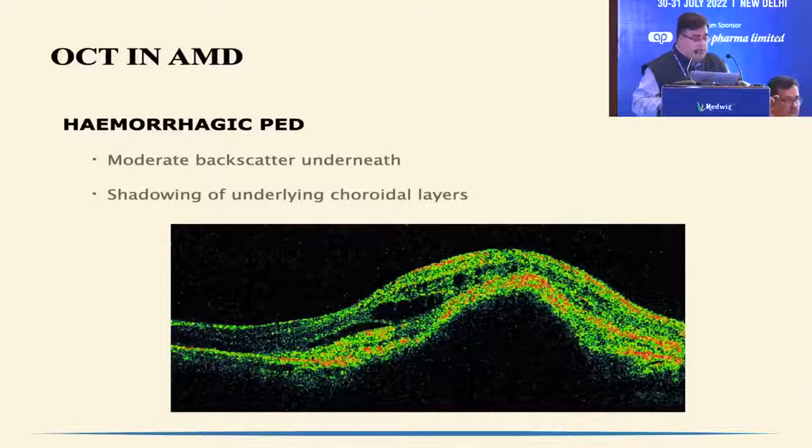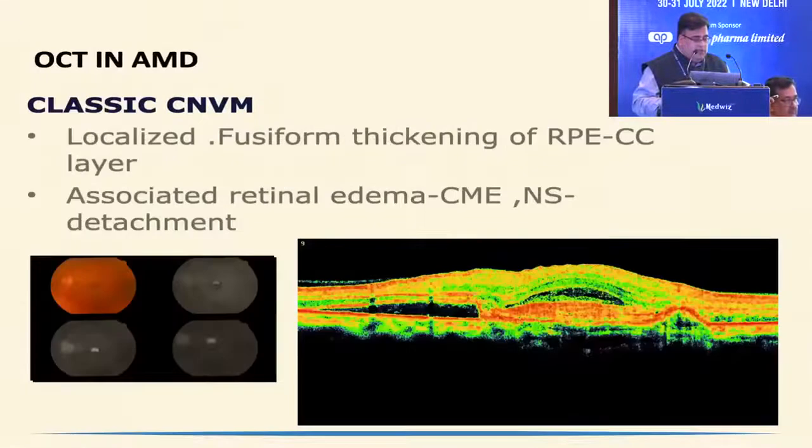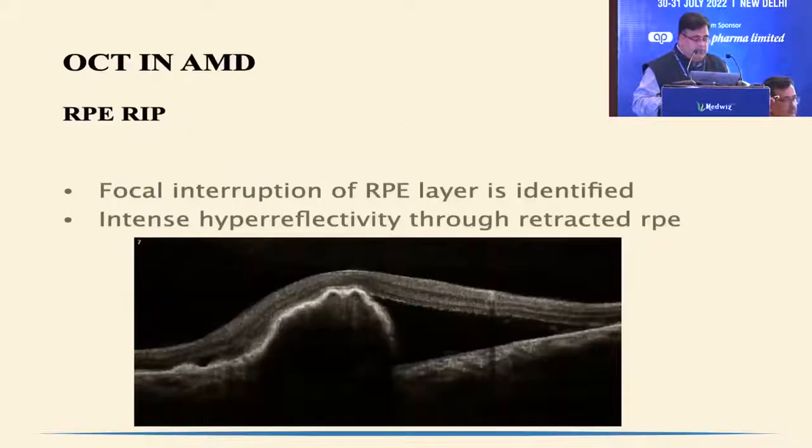Large hemorrhagic PEDs appear as dense hyporeflectivity with total back shadowing, seen in an AMD patient. Then there is the classic CNVM, which appears as a hyperreflective band in the subretinal space, called type 2 CNVM, or earlier known as classic CNVM, which you are seeing here.